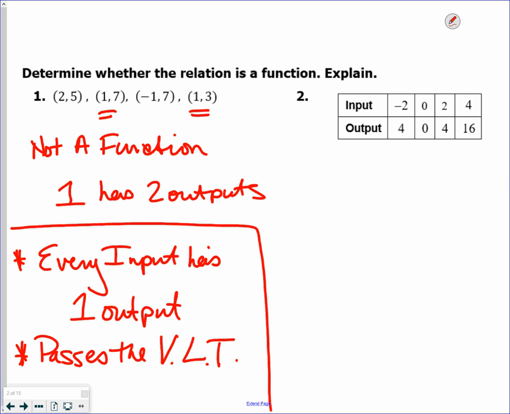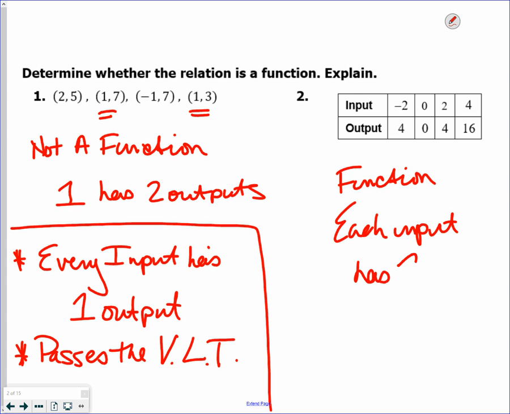Next one, I'm looking at all the input values, -2, 0, 2, and 4, and I see that each one has an output, and therefore this one is a function because each input has one output. So understand, these are the only two reasons you would say that something is a function.